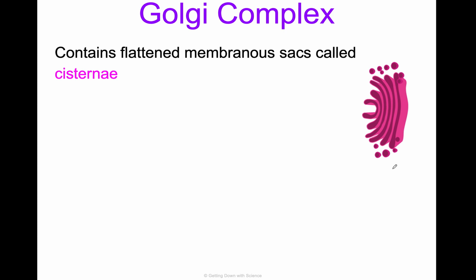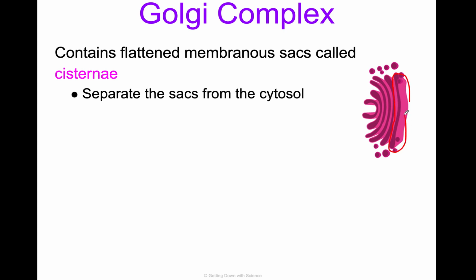Great. Golgi complex, yay! Golgi complex is similar to the endoplasmic reticulum in the sense that it's made of flattened membranous sacs. You can see them here. The big difference is that these sacs are not connected to each other. They're called cisternae. They're separate. They separate the sacs from the cytosol. Cisternae are not connected. So here we go. One of these little weird balloon things is called a cisterna, and each one is not connected.